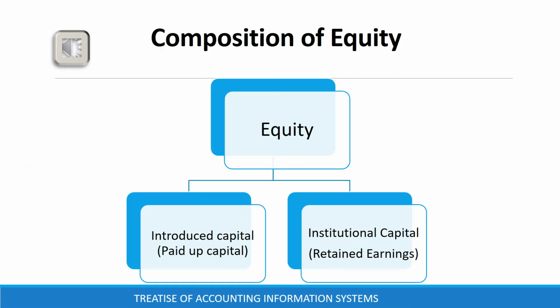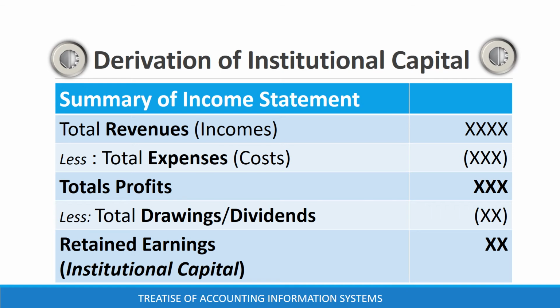In our previous lesson, we also learned that equity comprises introduced capital, that is paid up capital, and institutional capital, that is retained earnings. Retained earnings depend on the financial performance of an entity. Financial performance of an entity is determined by revenues, expenses, and drawings. When you take total revenues less total expenses, you get total profits of an entity. Total profits less total drawings or total dividends, you get retained earnings. Therefore, institutional capital is the retained earnings that have been accumulated over the entire life of an entity.